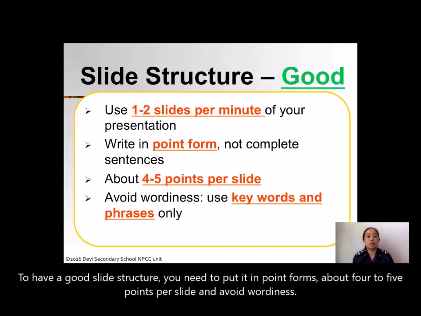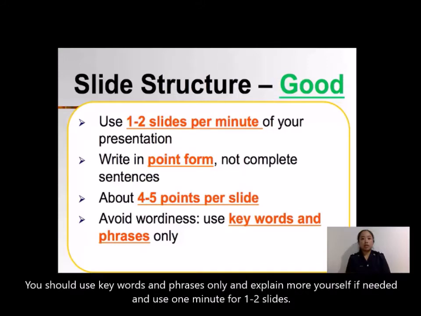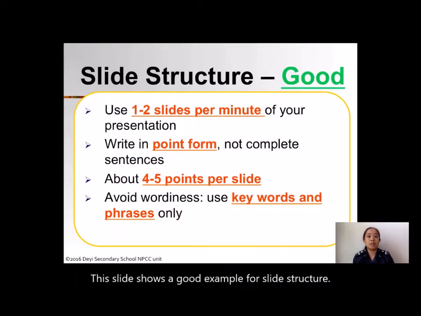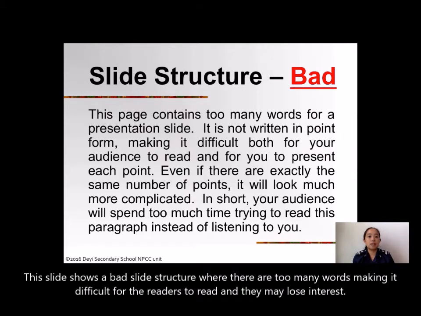To have a good slide structure, you need to put it in point forms, about 4 to 5 points per slide, and avoid wordiness. You should use keywords and phrases only, and explain more yourself if needed, and use 1 minute for 1 to 2 slides. This slide shows a good example for slide structure. This slide shows a bad slide structure where there are too many words, making it difficult for readers to read and they may lose interest.